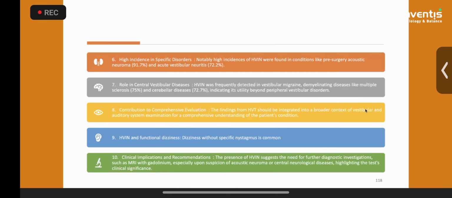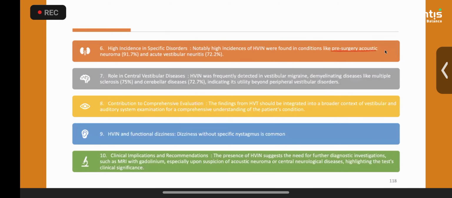So you know, these patients with acoustic neuroma show a high incidence of hyperventilation induced nystagmus. Patients with neuritis show a high incidence of nystagmus. Vestibular migraine can show hyperventilation induced nystagmus. Patients with multiple sclerosis can show it. Cerebellar disease can show it. So if you see a hyperventilation nystagmus, it is not sine qua non with the central variety. It can be seen in peripheral, it can be seen in central. So it is very important to check whether other signs are there.